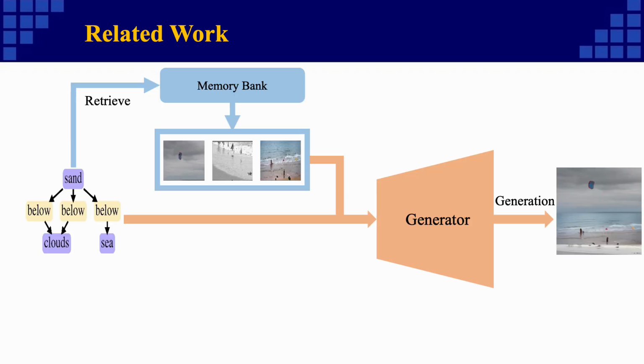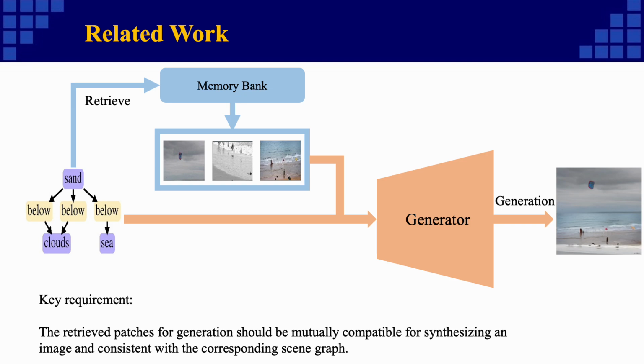In such a framework, the spatial arrangement of the objects in the images is defined by the scene graph, while their appearance is determined by the retrieved crops from the pool. So there is a key requirement. The retrieved patches for generation should be mutually compatible for synthesizing an image and consistent with the corresponding scene graph.